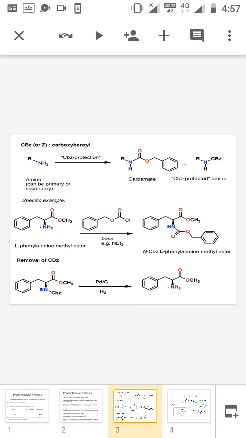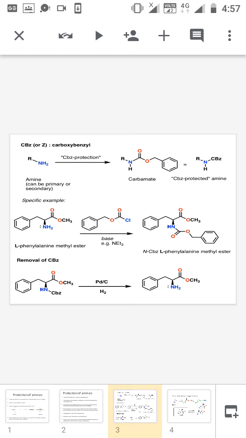First of all, consider a primary amine that we have to protect using the carboxybenzyl group, from benzyl chloride. So the first one is this reaction. The carbamate is the protected form of the amine. Next we are moving into a specific example.